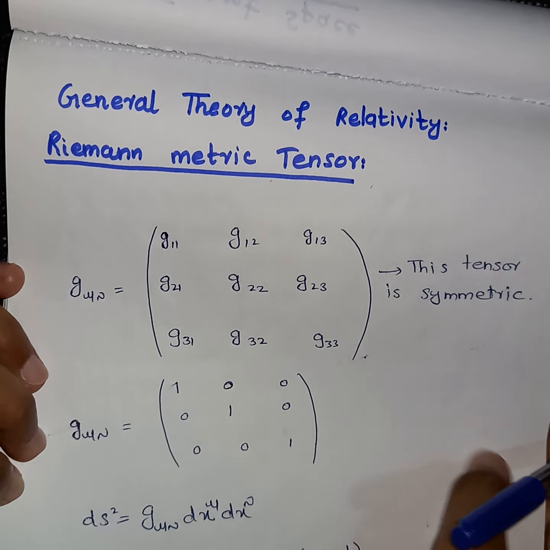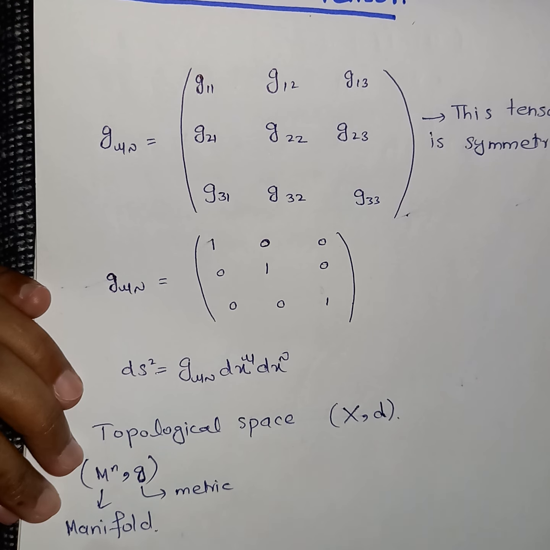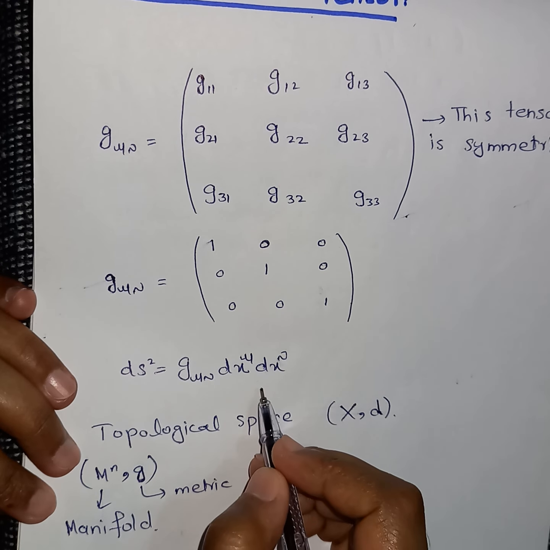Okay. Actually, Riemannian geometry is the generalization of all the geometries. So Euclidean geometry is also included in that one, or we can obtain the Euclidean geometry from the Riemannian geometry. Okay. Now the line element can be written as this one.